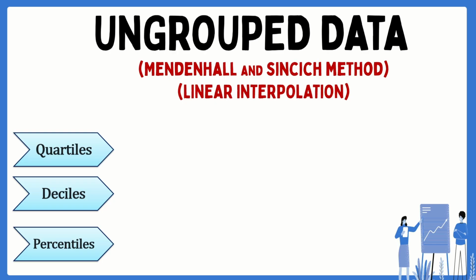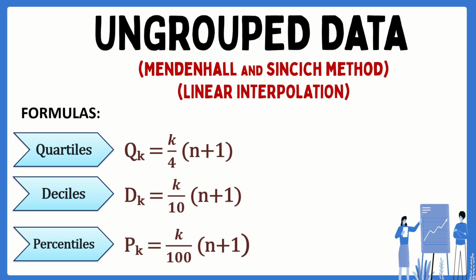But before we dive into examples, let's first go over the methods and formulas we will be using to solve quartile, decile, and percentile problems for ungrouped data. So we will be using the Mendenhall and Sincich method together with linear interpolation for ungrouped data. These are the formulas that we're going to use.